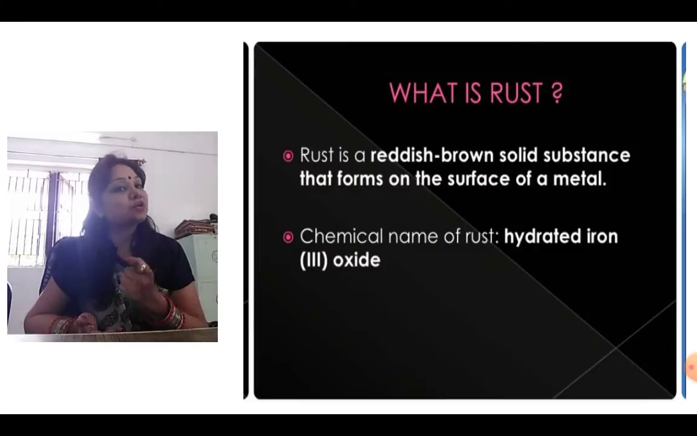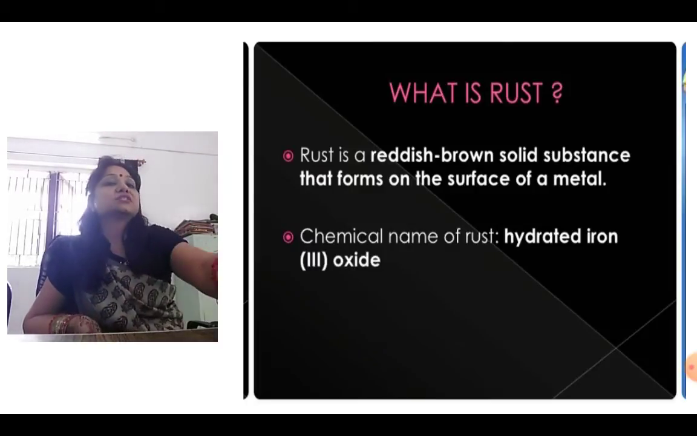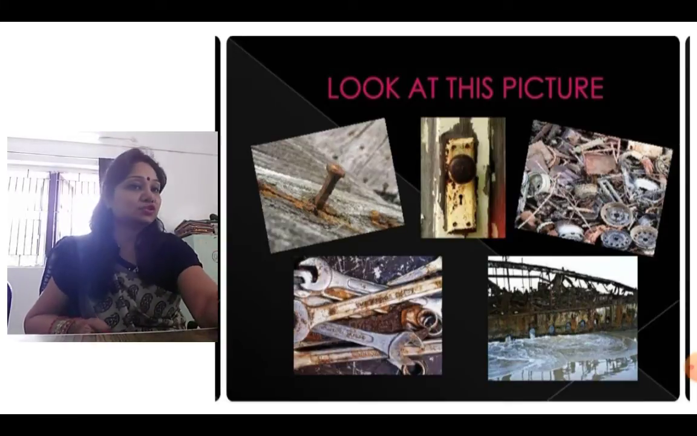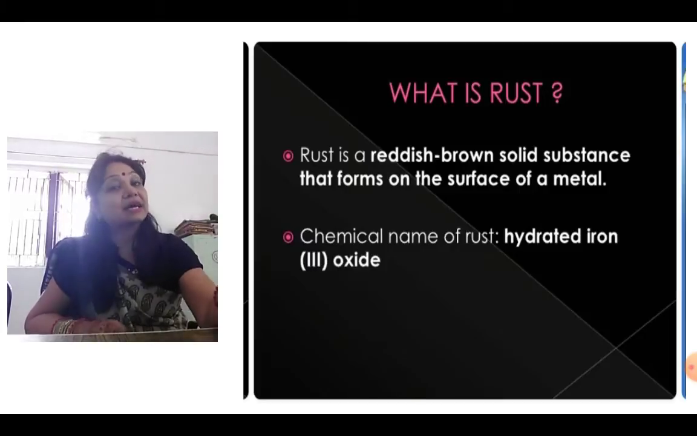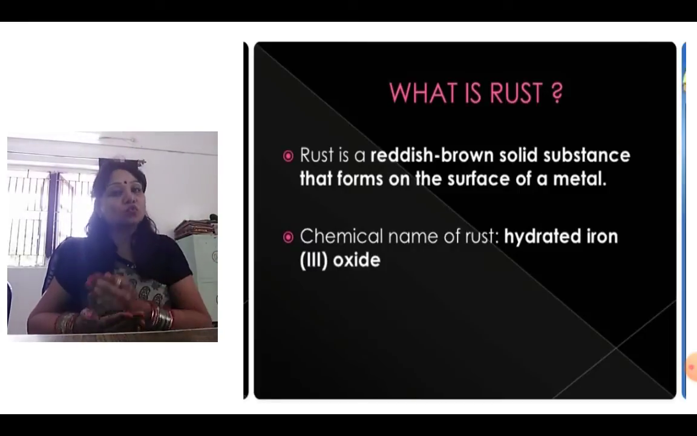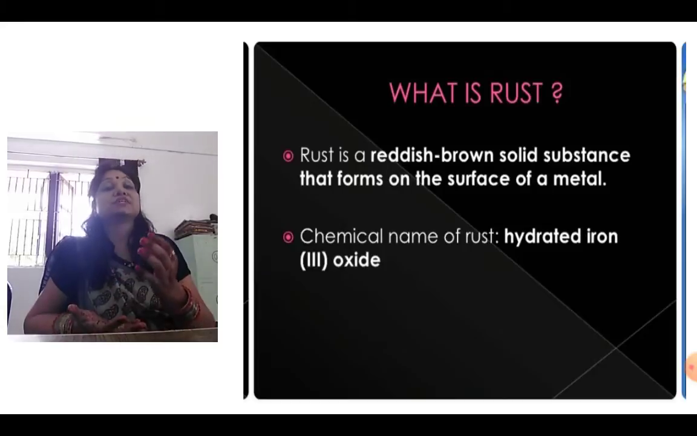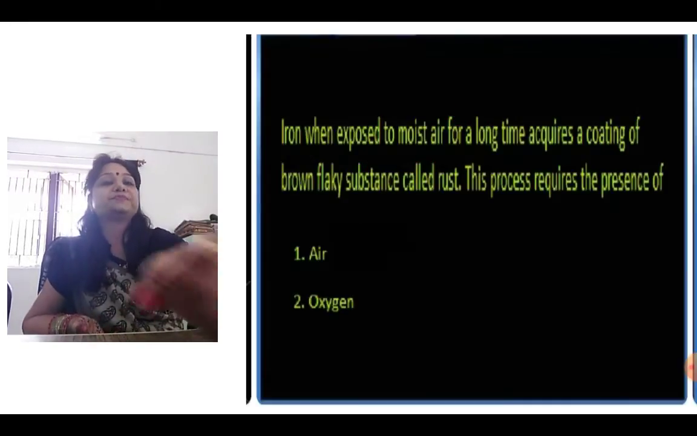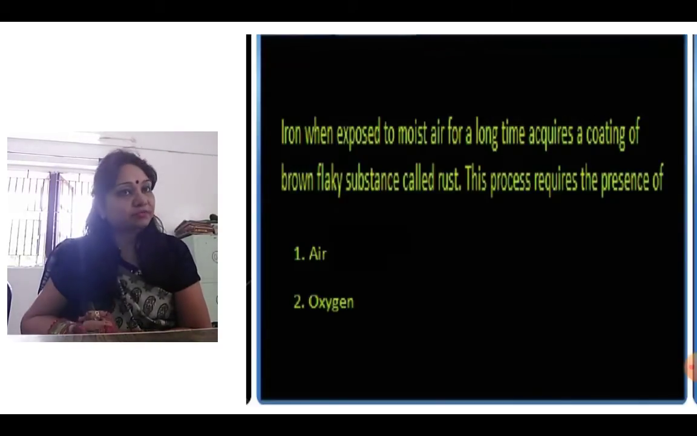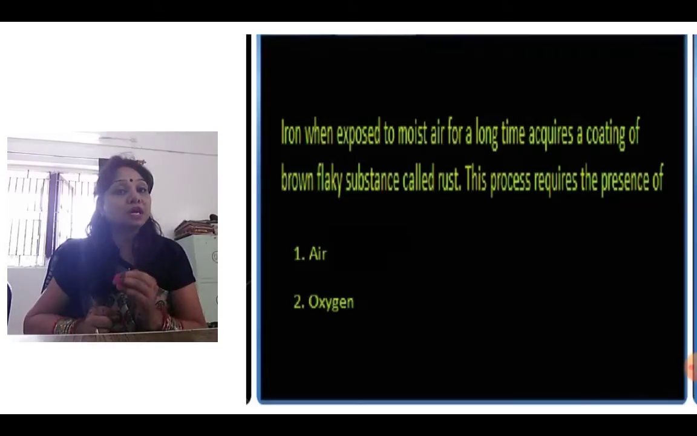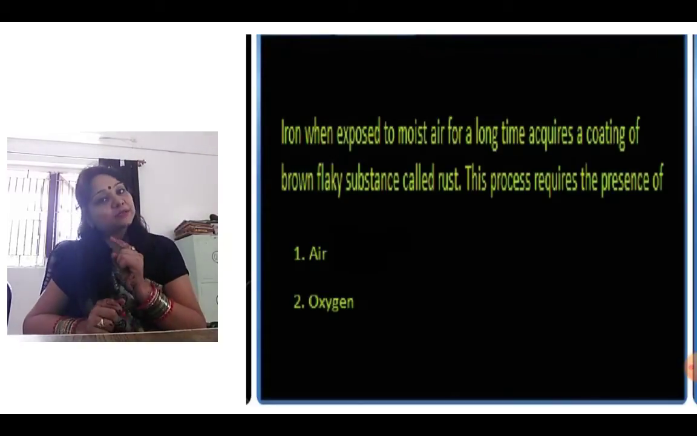Rust is the reddish brown solid substance that forms on the surface of metal. Just have a look once again. All these things shown in these pictures are metallic, and this reddish brown material is rust. The chemical name of rust is hydrated iron oxide, as it is a combination of water and the air in the atmosphere. When iron is exposed to moist air for a long time, it acquires a coating of a brown flaky substance. This substance is rust.